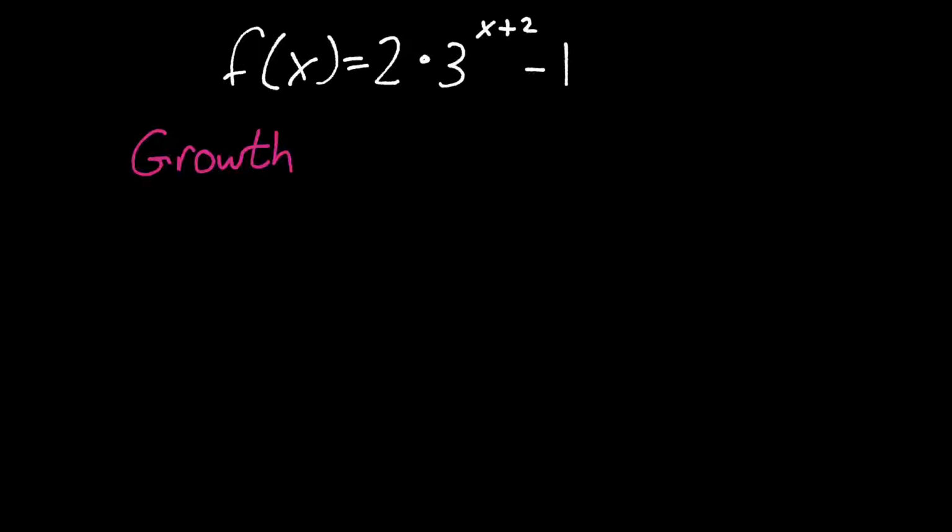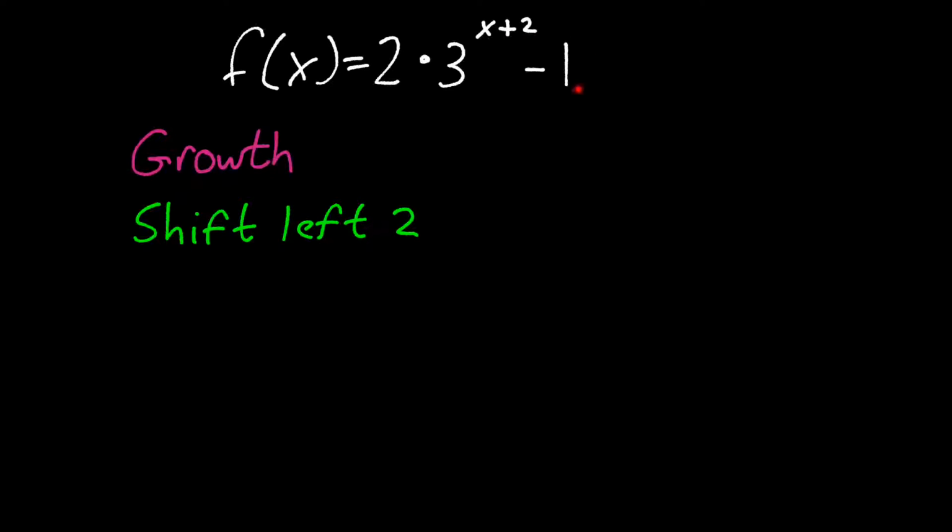Now, we need to know the horizontal shifts, so we look at the exponent. This is x plus 2, so I have to take the opposite. It's negative 2, and how do you get to negative 2 on your graph? You go to the left. So we shift left 2 units. We have to do the opposite. Plus means right, so we have to go left.